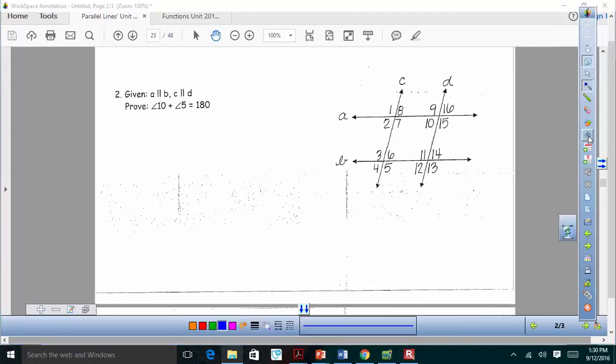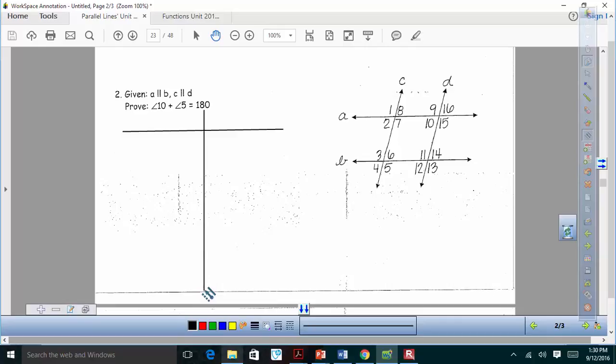Let's try number 2. So number 2, I'm going to go ahead and draw my chart. I'm going to make it a little bigger this time because I ran out of room. So we're going to have our statements in our reason column. How many steps should we have? 4. You can have more if you don't take the most direct path.